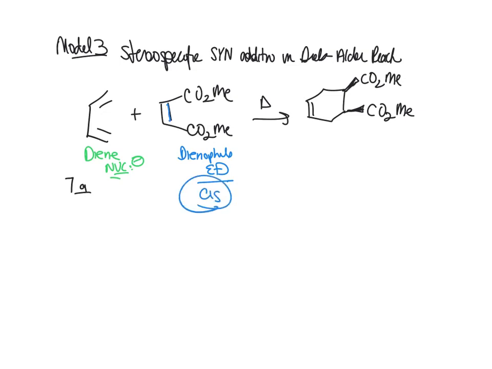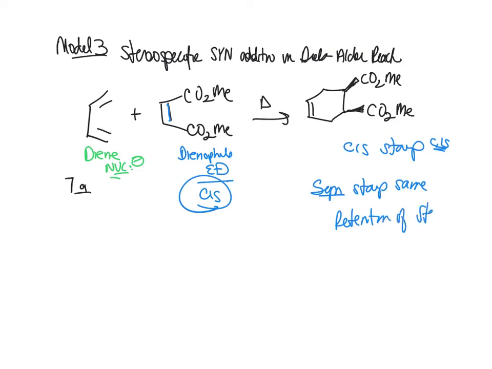So cis. As a group, discuss what happens to the geometry of the dienophile as it becomes starting material to the product. So cis stays cis. You have to show that. So syn means it stays the same. And that is a retention of stereochemistry.